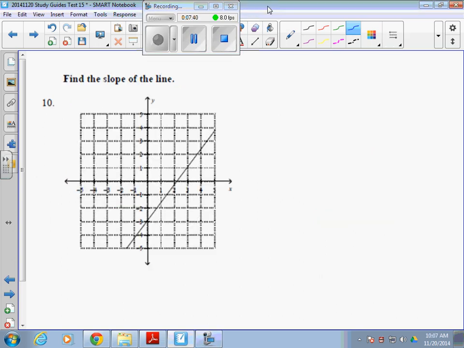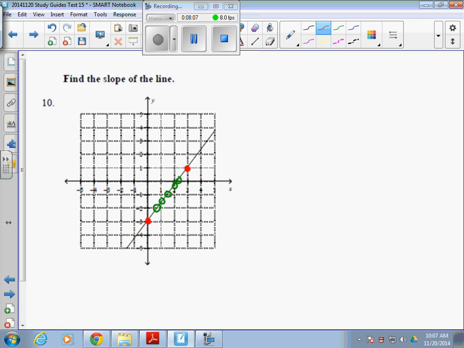Number 10 says find the slope of the line. Remember, this is the toughest part with this, is deciding which 2 points you want to use. This is a good one because it goes through a y and an x intersection. This is not, because you can tell what its y value is, but you can't tell what its x value is. Same thing with this one and this one, this one and this one. Looks like we're getting back to a good point right here we can use.